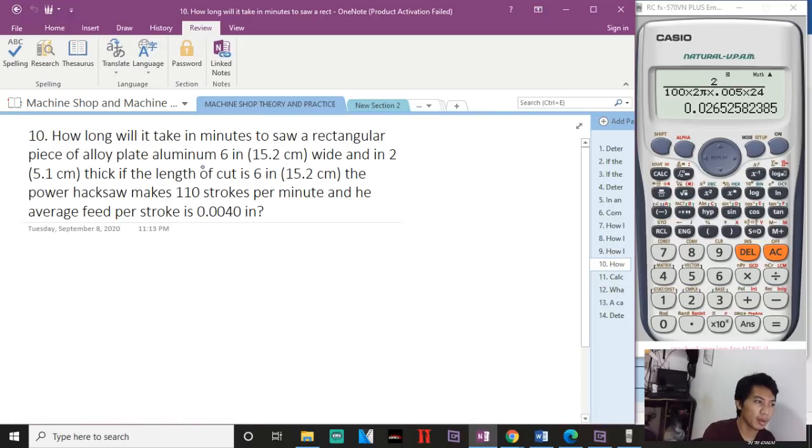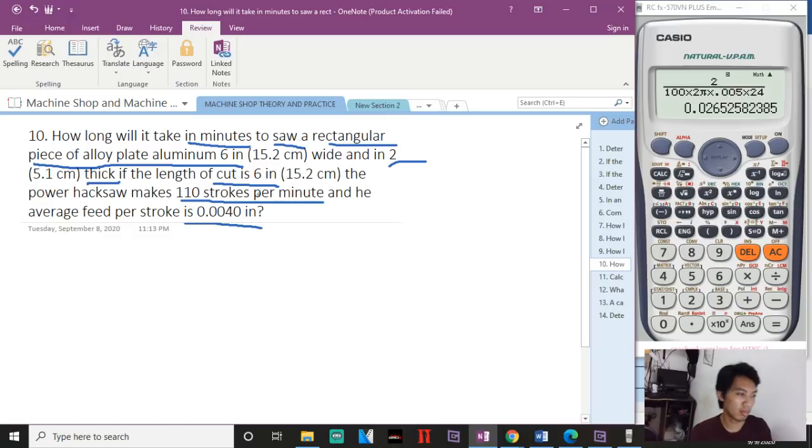So number 10. How long will it take in minutes to saw a rectangular piece of aluminum plate, 6 inches wide and 2 inches thick, if the length of the cut is 6 inches and the power hacksaw makes 110 strokes per minute and the average feed per stroke is 0.004 inch? It's always time. This is hard, feed per stroke.